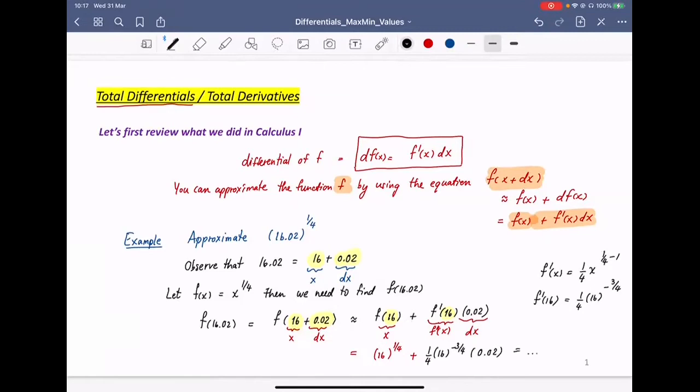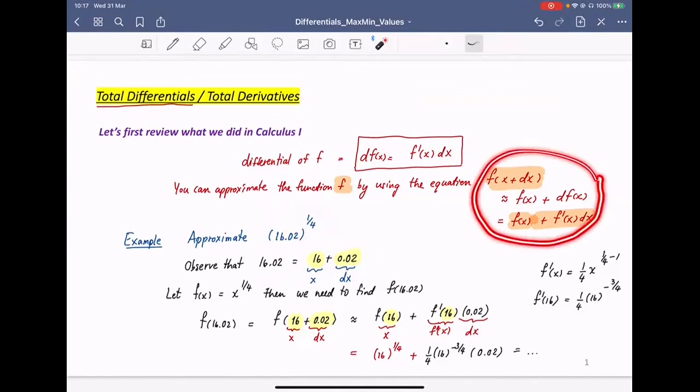So you can see that the main idea of the differential in calculus 1 is, when you have a term that you want to approximate, you look at the term inside here, and then you manipulate it into something you know, a number that you are familiar with, and then you add or subtract something small, just the excess beyond the thing that you already know. And then after that, you put it into the equation, and you're going to get the approximation.